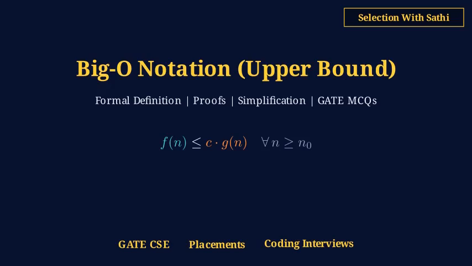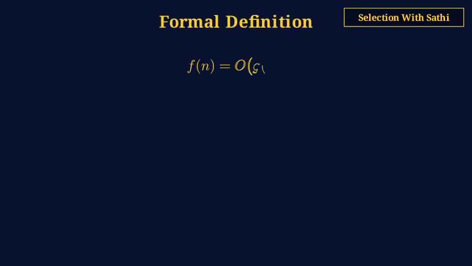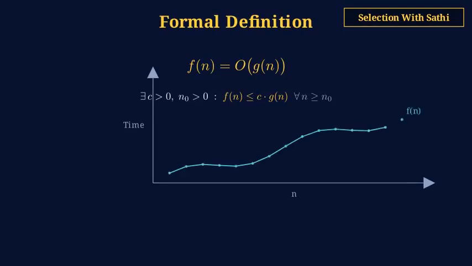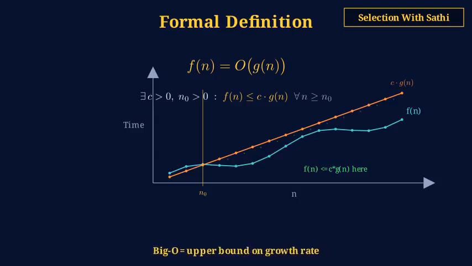Let's get started. Let's start with the formal definition. We say f of n equals big O of g of n if there exist two positive constants, c and n0, such that f of n is less than or equal to c times g of n for every n greater than or equal to n0.